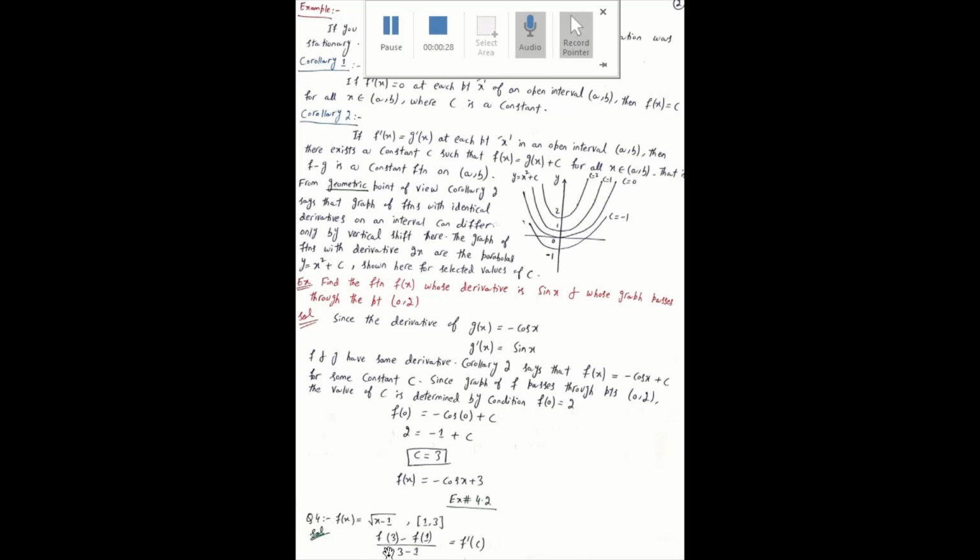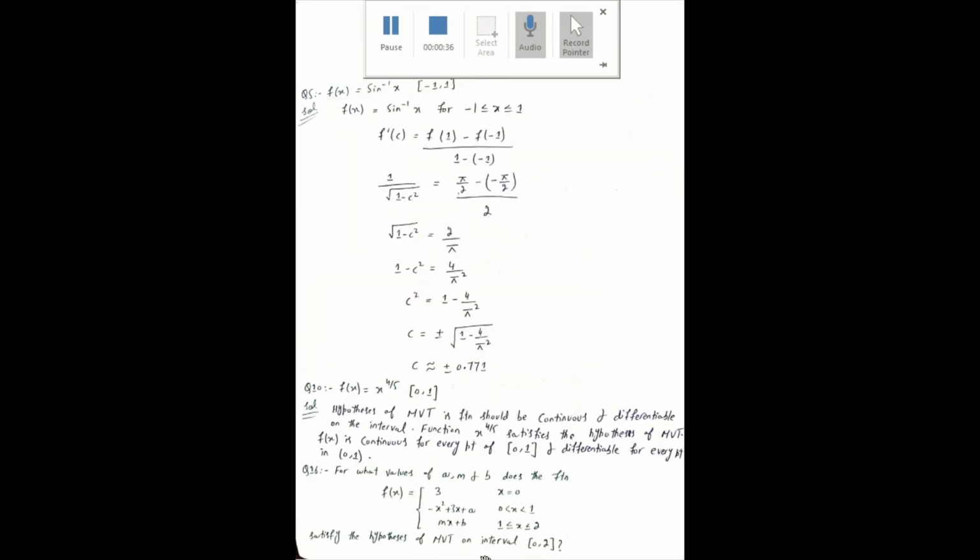So the average rate of change, f of 3 minus f of 1 divided by b minus a, that is 3 minus 1, equals the instantaneous rate of change. Calculating the values, we get c equals 3 by 2. In question number 5, the function is changed. It's an inverse trigonometric function over the interval minus 1 to 1. So the instantaneous rate of change equals the average rate of change. Doing algebraic manipulation, we get the value of c approximately equal to plus or minus 0.771.